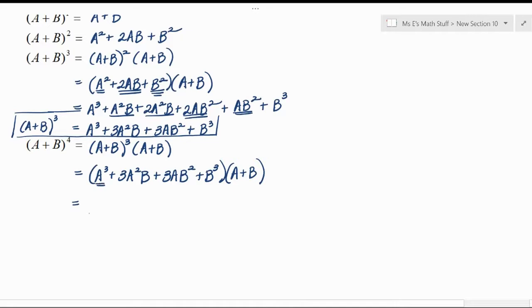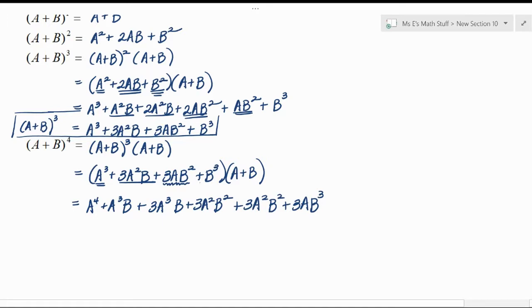So you could distribute a cubed in, you'd get a to the fourth plus a cubed b plus, you could distribute the 3a squared b in, you'd get 3a cubed b plus 3a squared b squared. You could distribute the 3ab squared in, you'd get 3a squared b squared plus 3ab cubed, I think. And last, we could distribute in the b cubed. And so we'd have ab cubed plus b to the fourth.